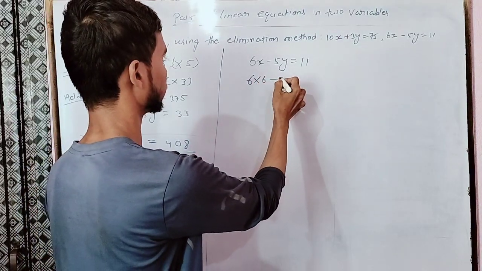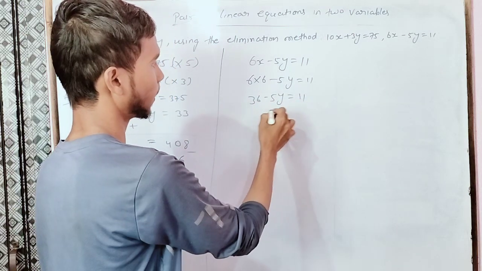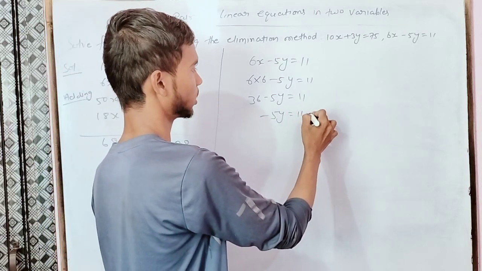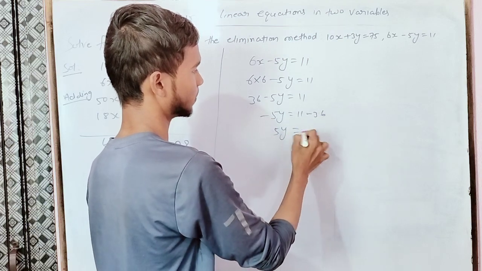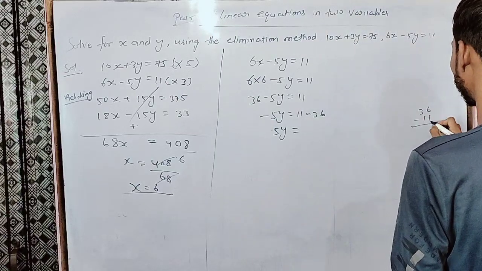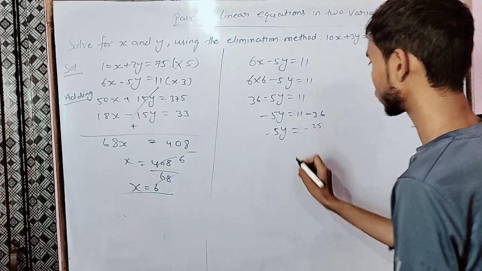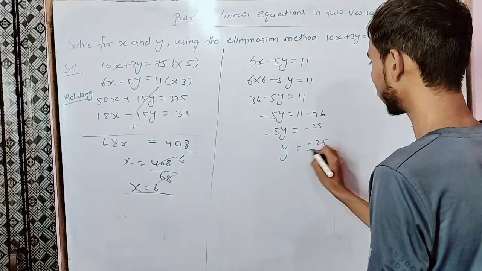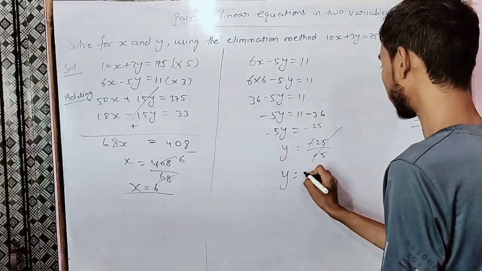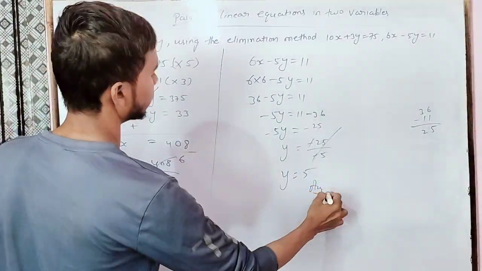6 multiplied by 6, minus 5y is equal to 11. 36 minus 5y is equal to 11. Here minus 5y and 11 minus 36. So of course minus 25, and this is minus. y is equal to minus 25 upon minus 5. Minus will get cancelled out. So overall we will get y as 5. So x is 6, y is 5.